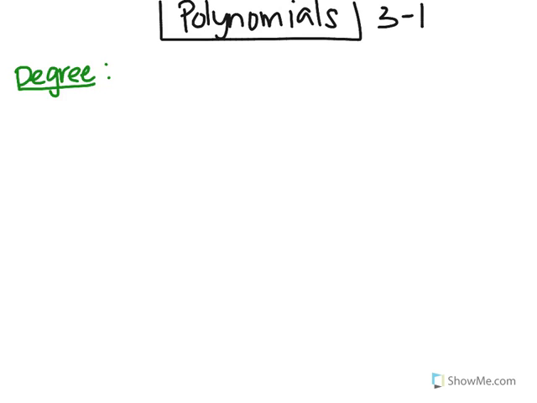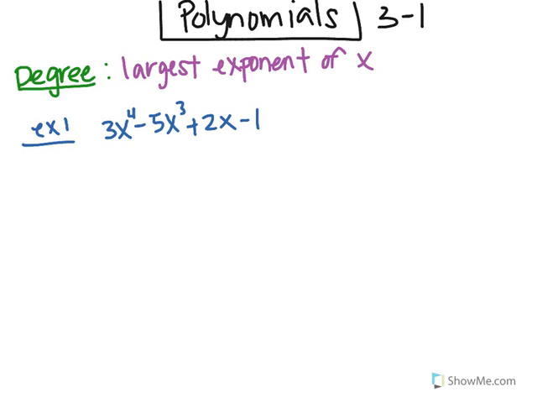Chapter 3 is all about polynomials, and we're going to start with section 3-1. One of the big things about polynomials that we'll be using a lot is the degree, which is the largest exponent of x. In the first example, they're going to ask you to find the degree of the polynomial. And so I said it's the largest exponent of x, so we would say that the degree of this polynomial is equal to 4.